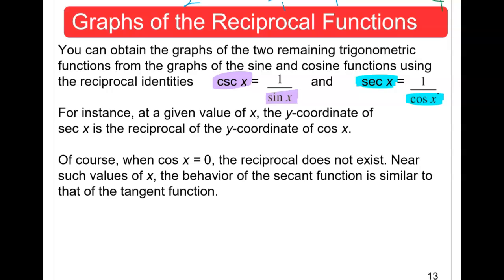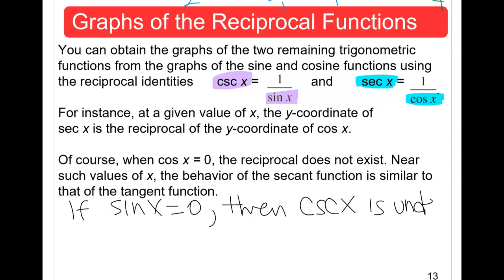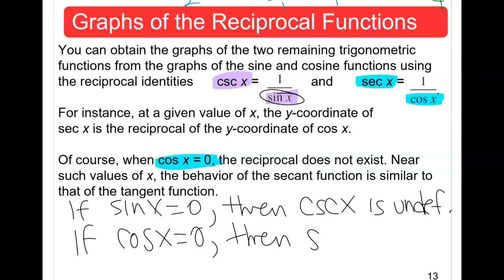So this should be a little easier. And of course, if sine of x is equal to 0, then the cosecant of x is undefined, because we cannot allow ourselves to have a 0 in the denominator. And of course, similarly, if the cosine is equal to 0, then the reciprocal doesn't exist. So if cosine of x is equal to 0, then secant of x is undefined as well. And so we'll see on the next slide where that will be happening.